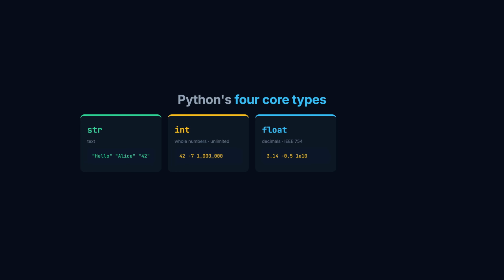Fourth, bool, short for Boolean. Named after George Boole, the 19th century mathematician who invented the algebra of true and false. A bool has exactly 2 values, True with a capital T or False with a capital F. Python is picky about the capital letter. Lowercase true is not a Boolean. It is a name that does not exist, and Python will throw an error. 4 types: text, whole numbers, decimals, true, false. That is the toolkit. Now let us use them.